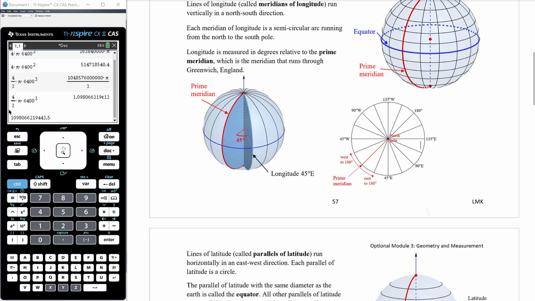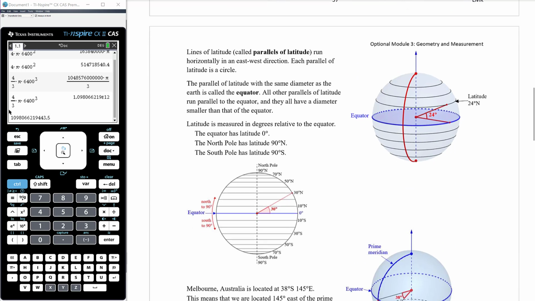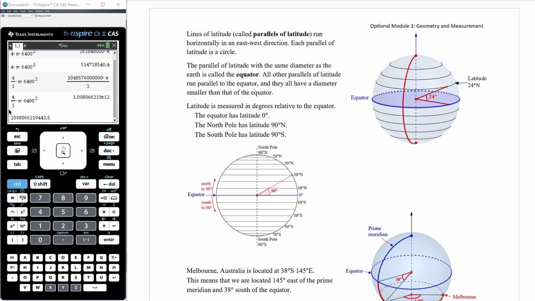So lines of longitude, and then we also have lines of latitude, which we call parallels of latitude, so meridians of longitude and parallels of latitude. Parallels of latitude run horizontally in an east-west direction, and each parallel of latitude is a circle. You imagine slicing horizontally through the Earth, the cross-section that you're creating is a circle. The parallel of latitude, the line around the circumference of the sphere, is a circle.